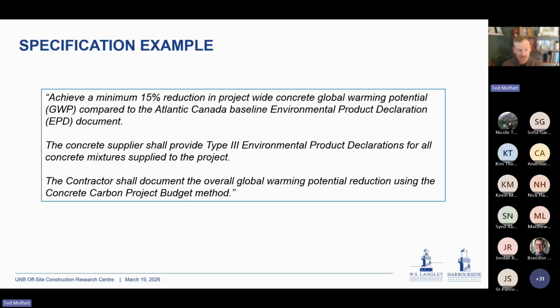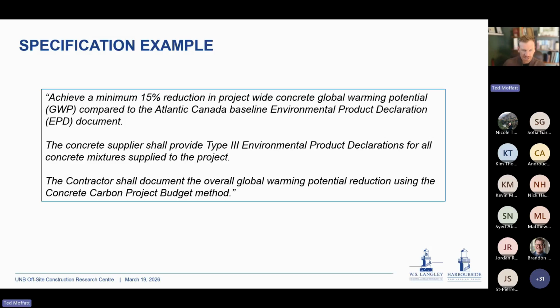It's very important that the project specify the baseline document from where the project is occurring. I've seen examples of projects in Ontario that reference the BC baseline, which obviously doesn't make sense. So it's very important that if the job's in Toronto, they reference the Ontario baseline document. If it's in Vancouver, the BC one. Here in Atlantic Canada, the Atlantic Canada baseline.